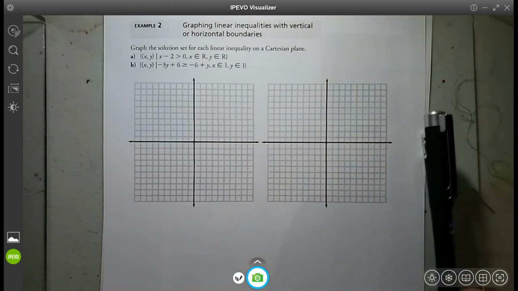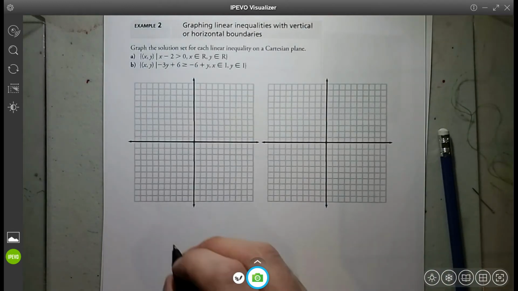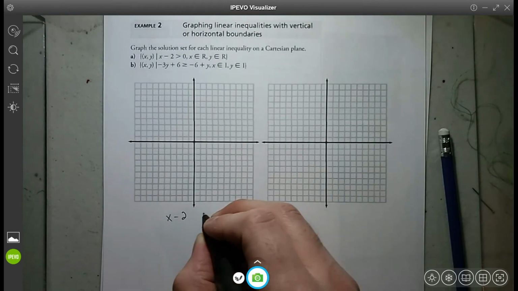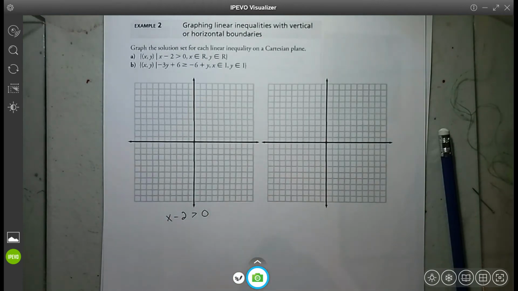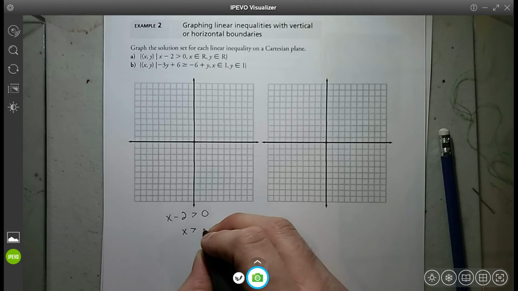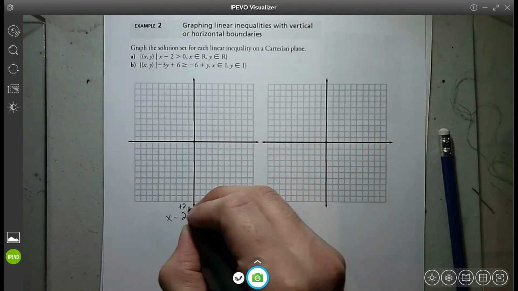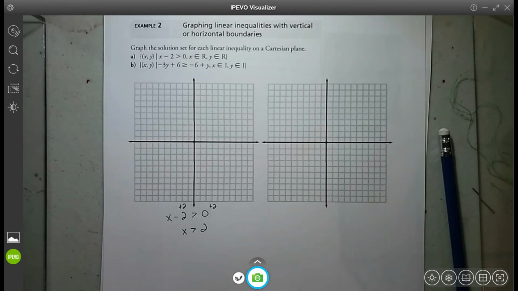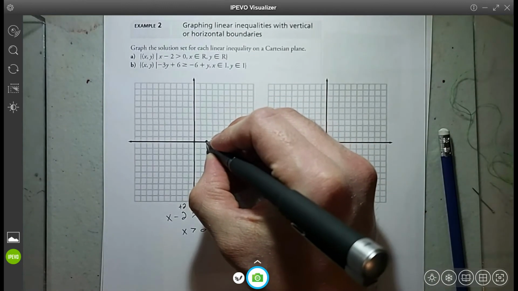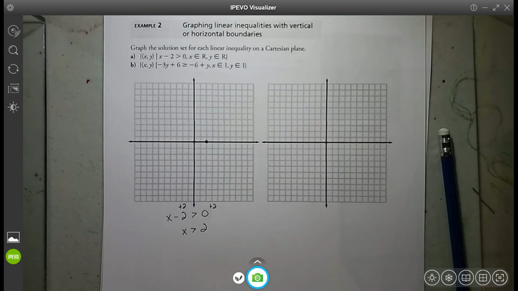So for the first one, we're given the equation x minus 2 is greater than 0. We can rearrange that to get x all by itself. x is greater than 2, right? We're just going to add 2 to both sides. Now, so we have our point at x is 2.